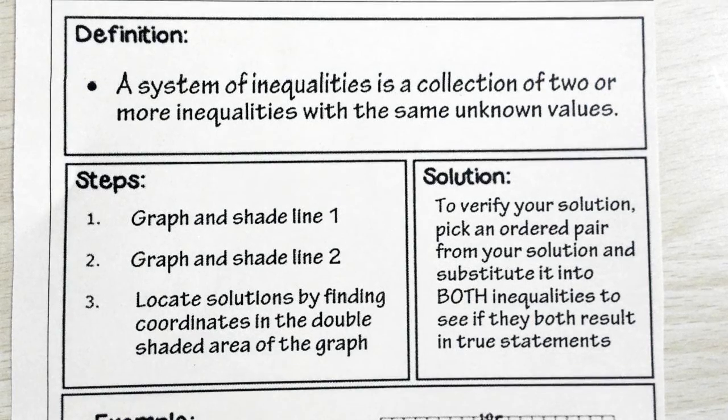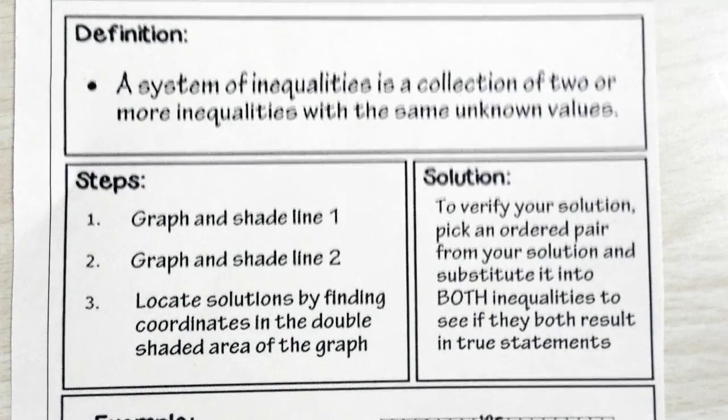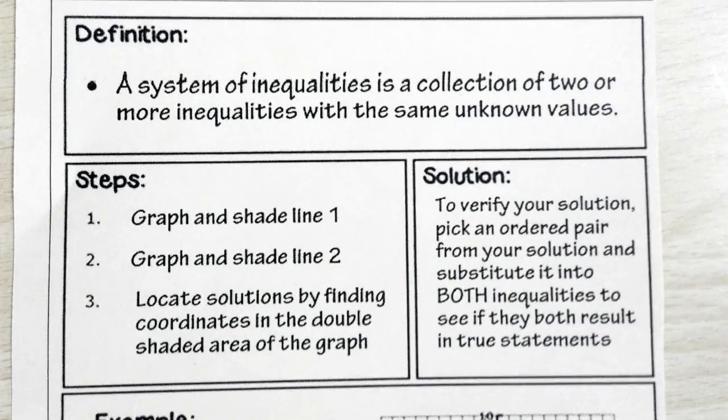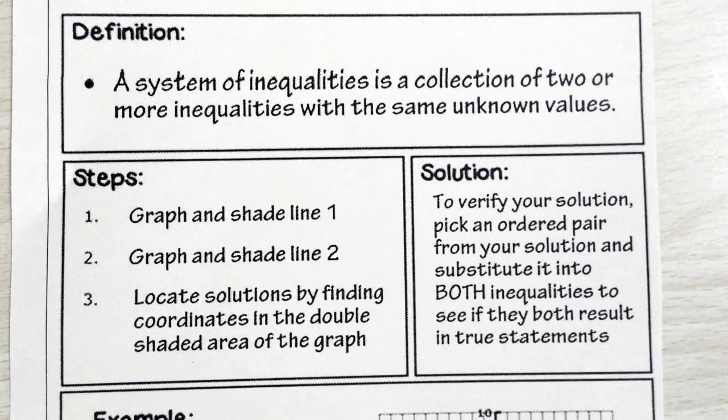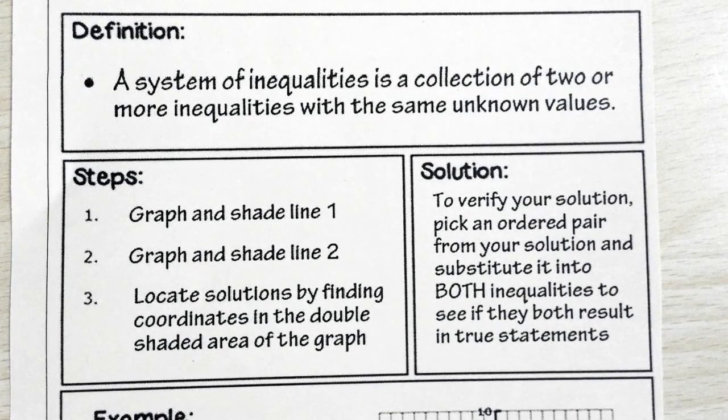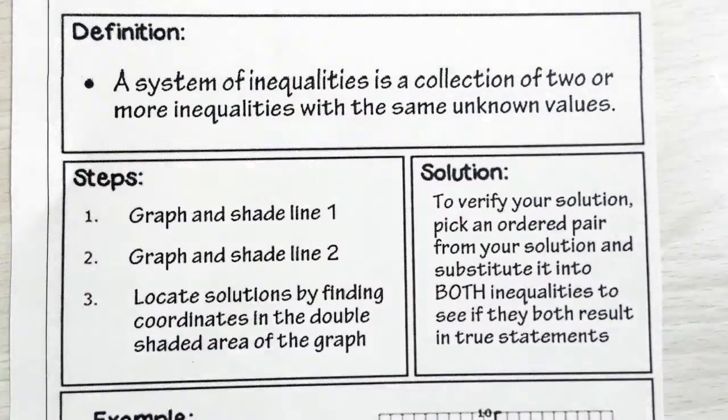All right. So a system of inequalities is a collection of two or more inequalities with the same unknown values. So remember we talked yesterday about how a system of equations is like two lines where they cross. So where they cross, they either cross in one place, no place, or every place. A system of inequalities is two inequalities graphed one on top of the other, and the place where they match is the double shaded area.